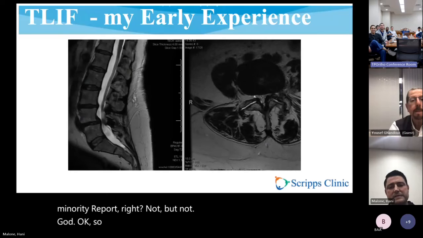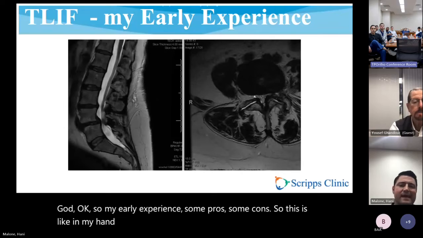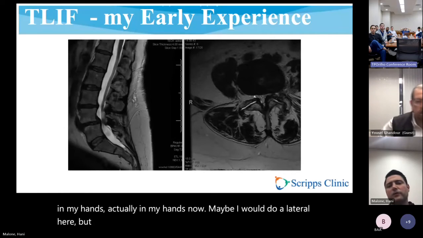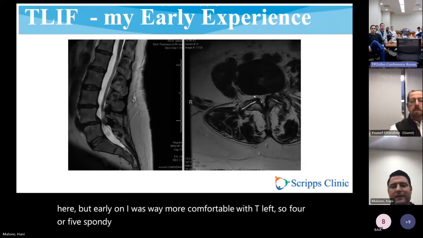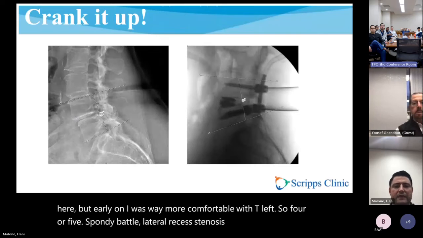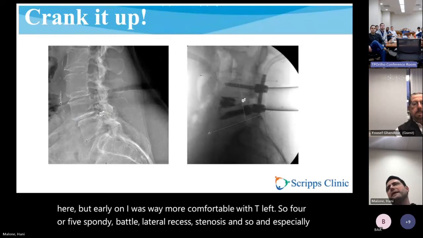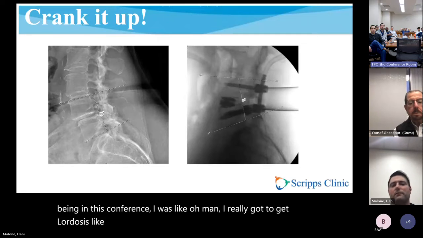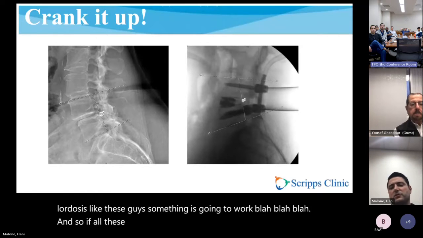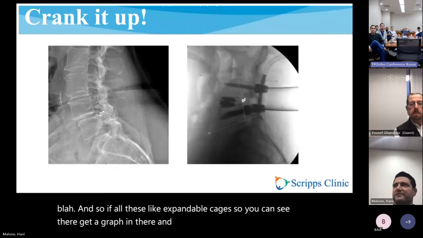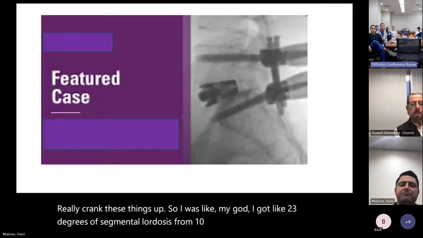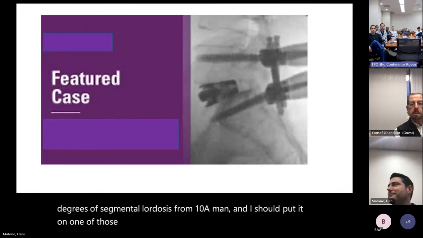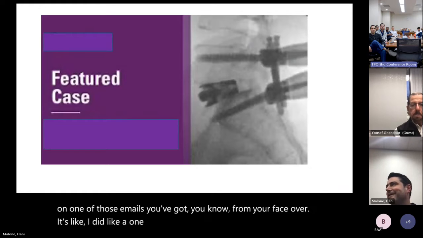Okay, so my early experience, some pros, some cons. In my hands now, maybe I would do a lateral here, but early on, I was way more comfortable with TLIF. So, L4-5 spondy, bad lateral recess stenosis. And especially being in this conference, I was like, oh man, I really got to get lordosis. So they have all these expandable cages. You can get a graft in there and really crank these things up. I was like, oh my God, I got 23 degrees of segmental lordosis from 10. I'm a man. I should put it on one of those emails you get from NuVasive, like I did a 1-level ACDF, I'm awesome.